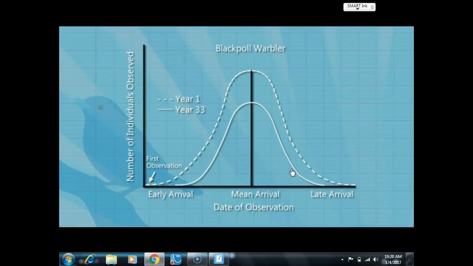Check out these normal curves showing migration data for the blackpoll warbler. The y-axis measures the number of individual birds observed. In year 1, many more birds were caught at Manomet, which you can see from the higher peak. By year 33, fewer birds were passing through. What's interesting is that while the mean stayed the same, the first bird now arrives later in the season. That's a function of the population shrinking.